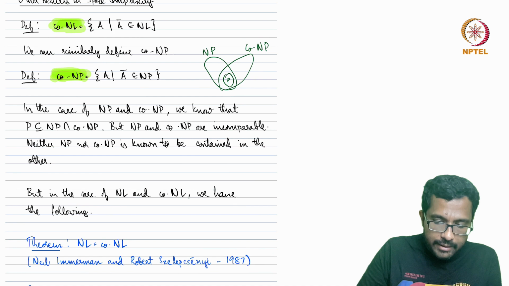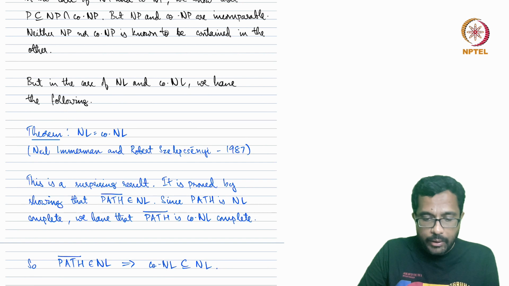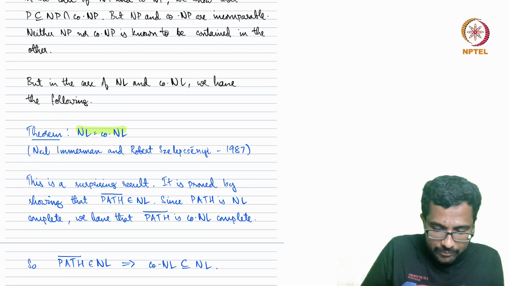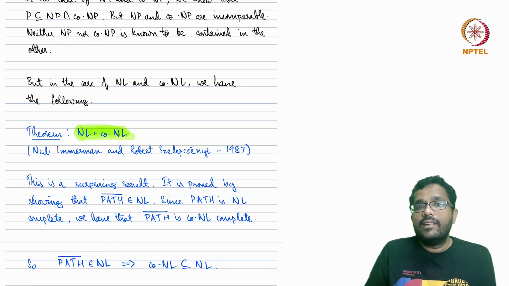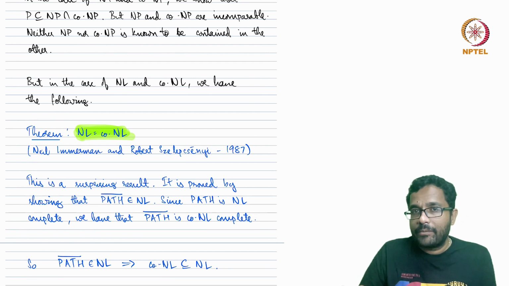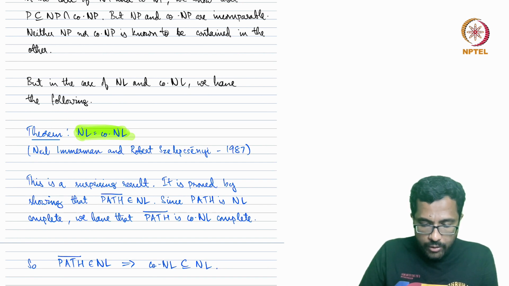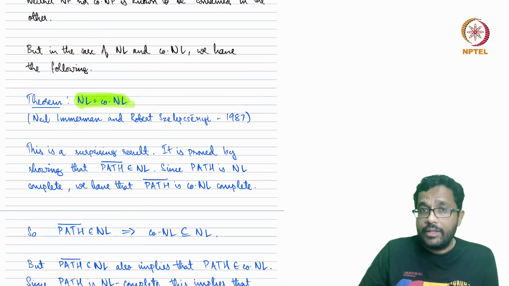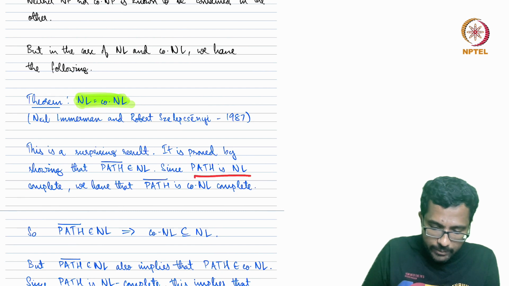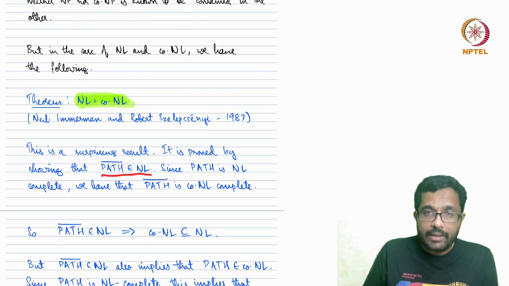So in the case of time complexity, we don't know what the relation is. But in the case of space complexity, there was yet another surprise, which was that NL and co-NL are the same. This was proved in 1987 by two independent efforts by Neil Immerman and Róbert Szelepcsényi. This was somewhat surprising. And this was shown by proving that, since we saw that PATH is an NL-complete language, the complement of PATH is in NL.